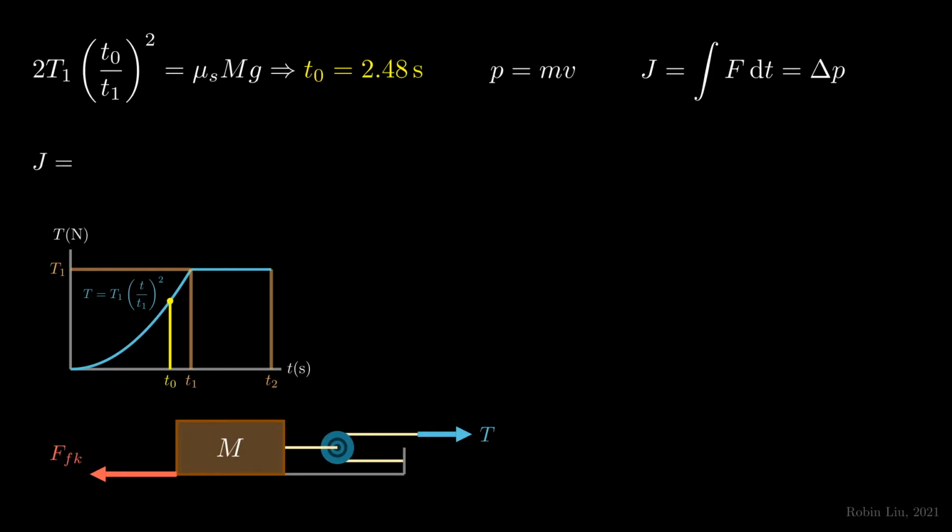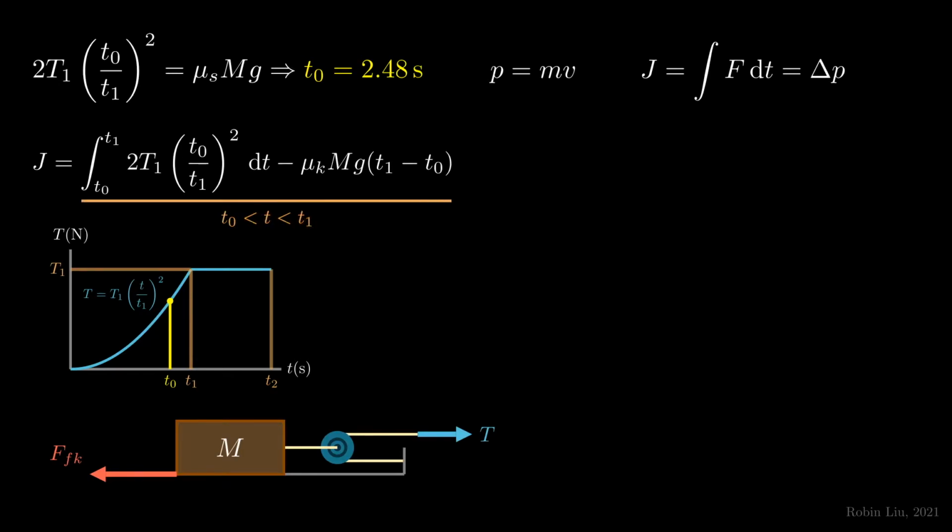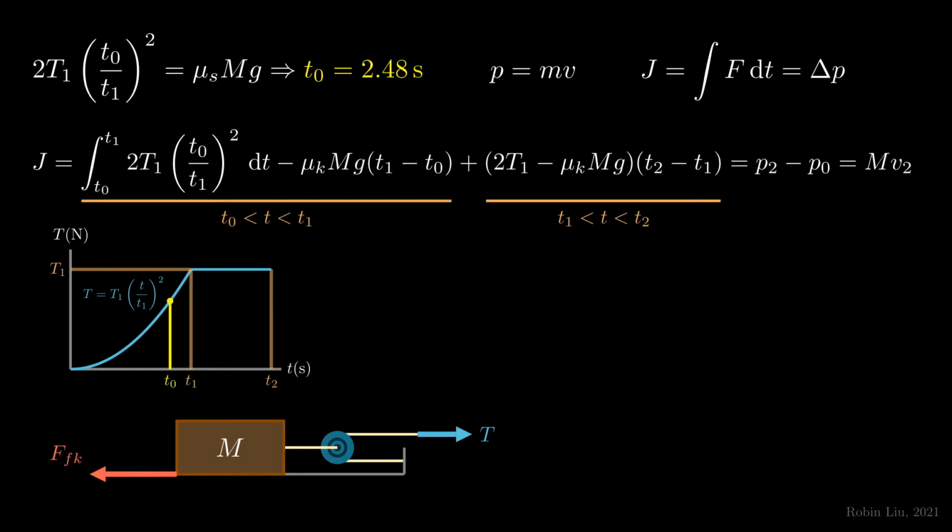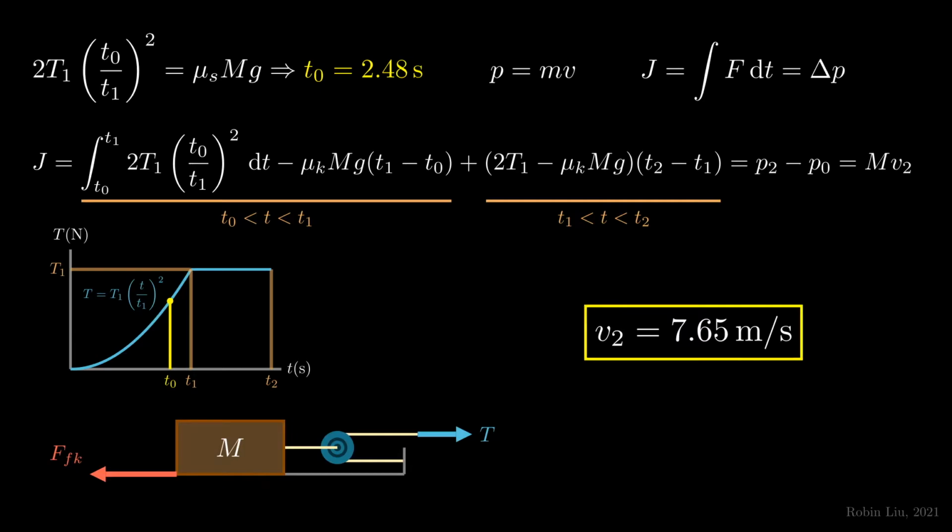The impulse has two parts since there are two distinct time periods to consider. The first is from t0 to t1. The two terms represent the two different forces of tension and kinetic friction. We can do the same thing for the second time period. This impulse represents the change in momentum, but since the initial momentum is 0, it's simply equal to m v2. Simply solve this equation for v2, and we get a velocity of 7.65 meters per second.